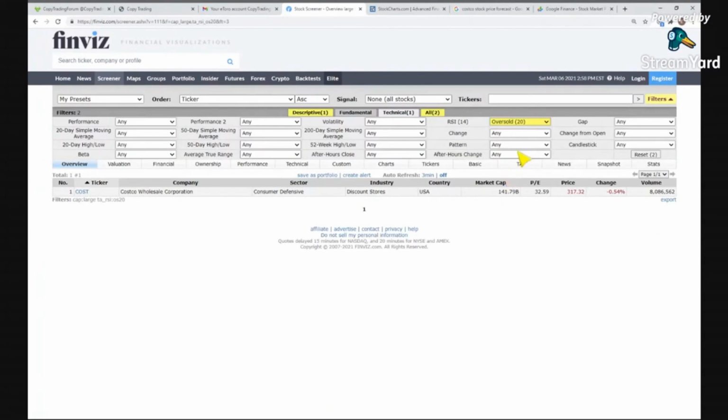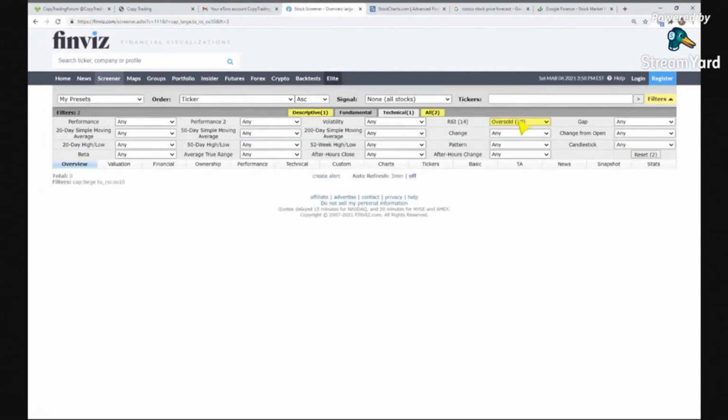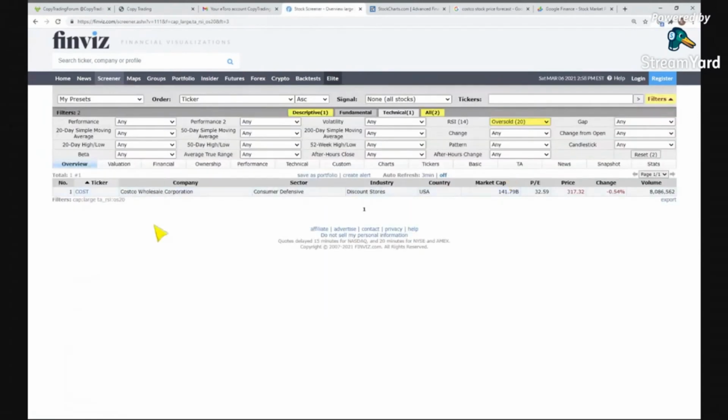And there we go. Boom. That is a deal. I go to 10, there's nothing. But look at this. 20. This looks like a company that is at a good price. And boom, I know Costco because I lived in America for a few years.